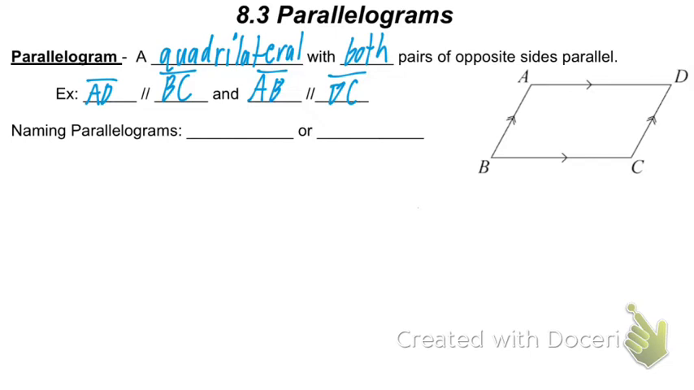All right. Naming parallelograms. When we name triangles, we said we could name any 3 points in any order, right? For a parallelogram or any polygon, we said we want to pick a point and go clockwise or counterclockwise. So who can give me an example of a name for this parallelogram here?